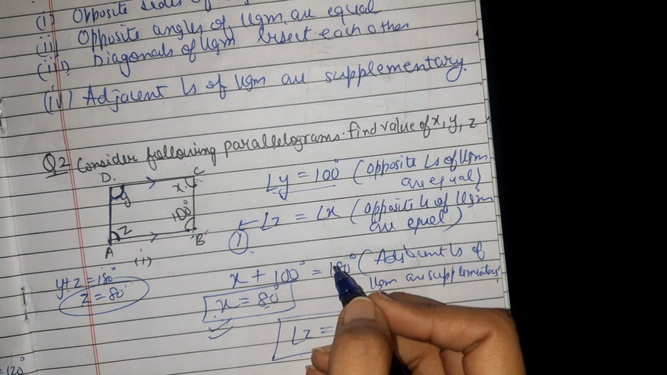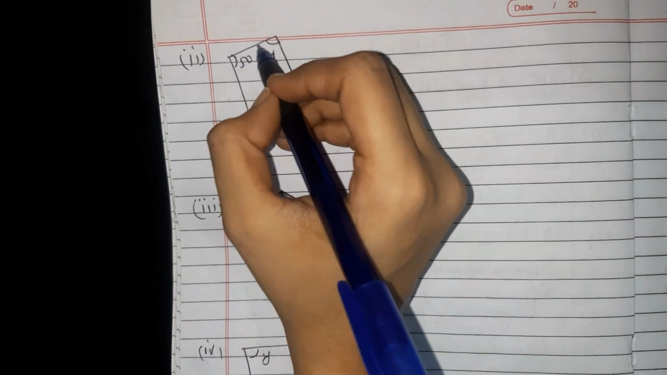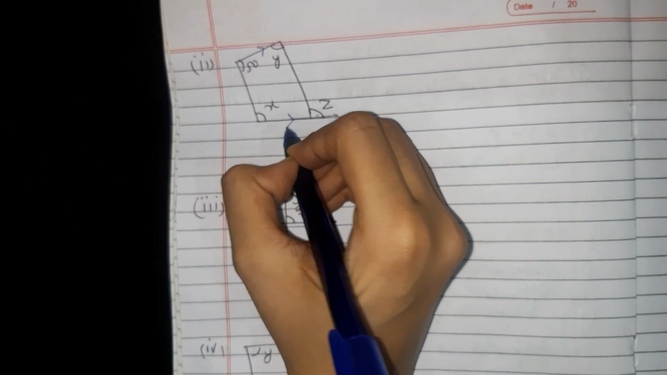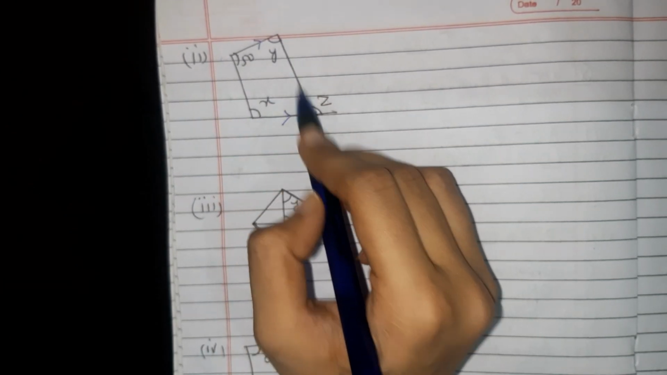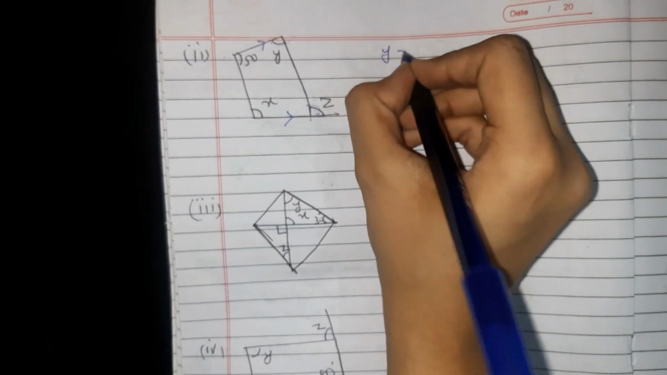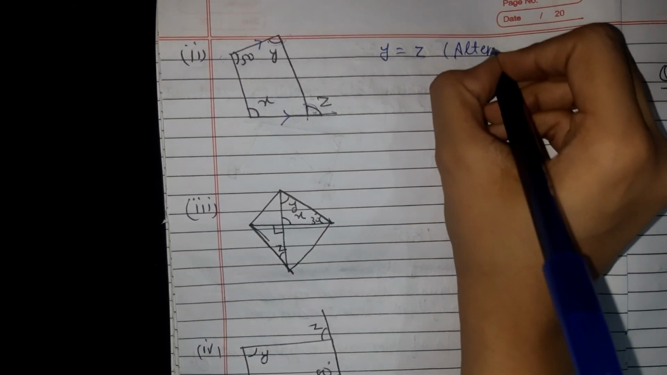So let's move on to the second part. This is a parallelogram, and we know the opposite sides are equal and parallel. This is a transversal, so angle y will be equal to angle z. Angle y is equal to angle z because of alternate interior angles.